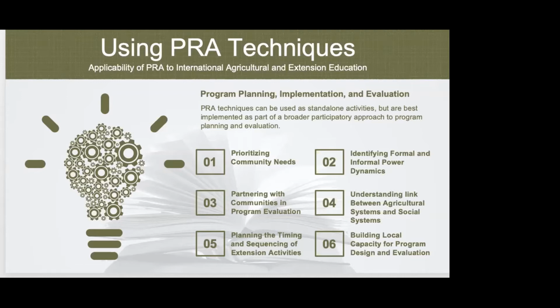So we know that agricultural challenges our partners and clients face don't occur in a vacuum. They occur within social systems. And so these mapping techniques and other PRA techniques allow us to see how those biological, agricultural, technical issues and social systems interact. And then they have practical applications.